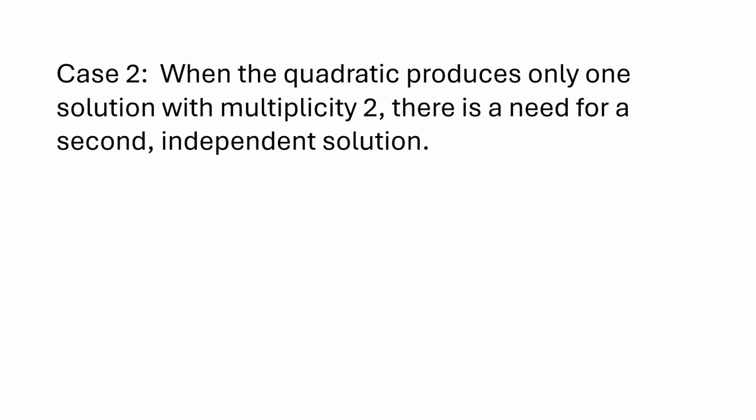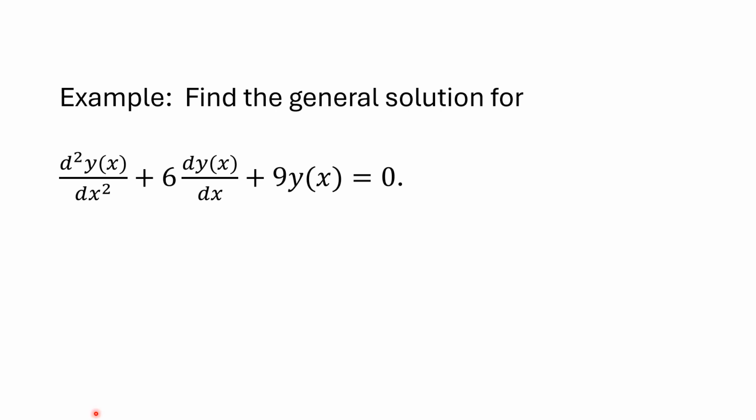Case 2. When the quadratic produces only one solution with multiplicity 2, there is a need for a second independent solution. So here, as another example, we want to find the general solution for the second derivative of y of x with respect to x, plus 6 times the derivative of y of x with respect to x, plus 9 times y of x equals 0.